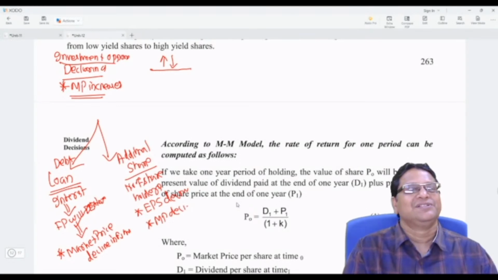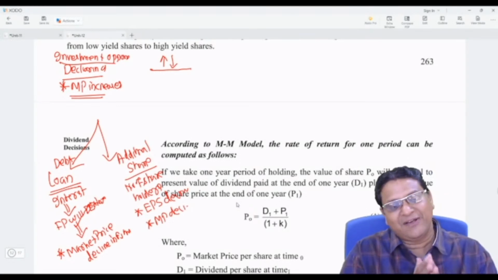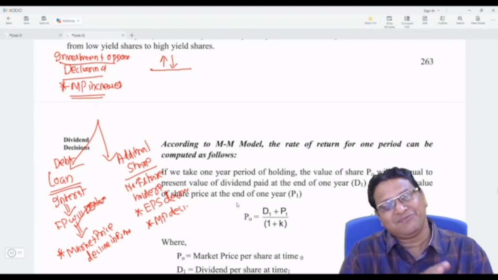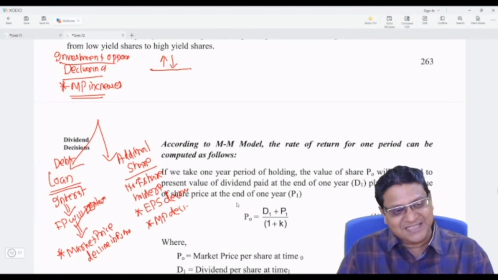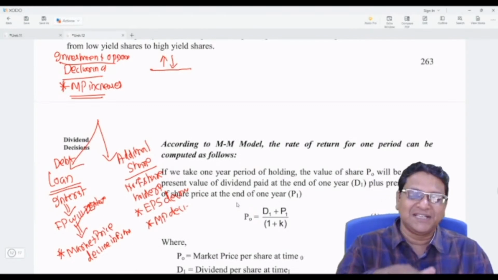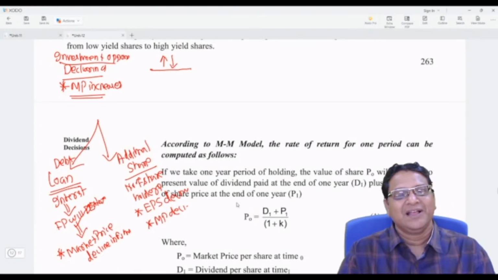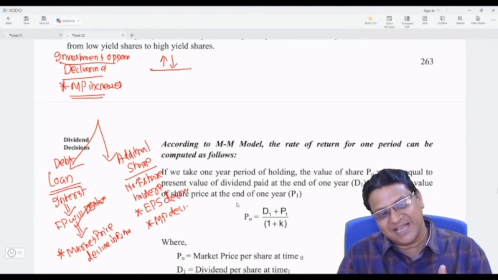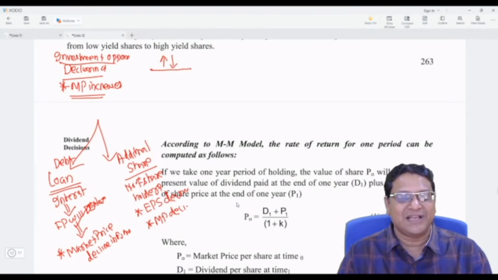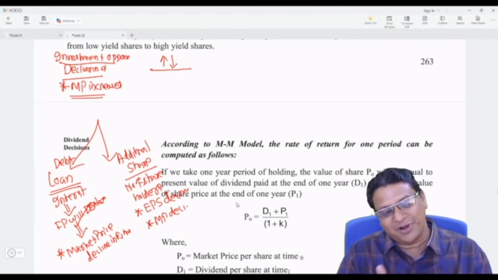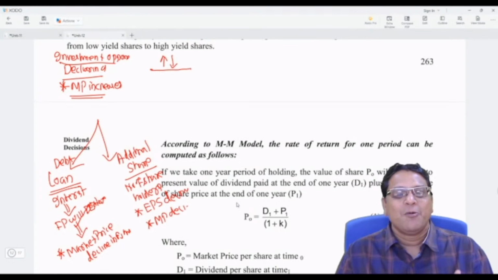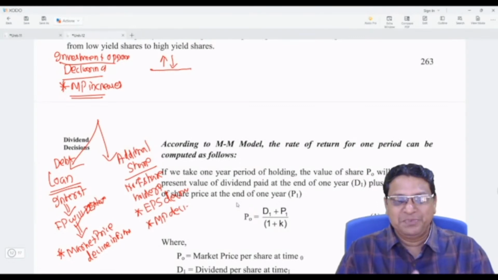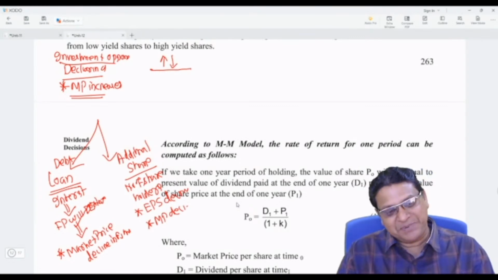The same thing, Miller explains that if a firm has an investment opportunity and it declares dividend, and you tell that its price increases by payment of dividend, in future it has to issue additional shares for its investment opportunities. And when additional shares are issued, the number of equity shareholders increases. And once the number of equity shares increases, your per share value, EPS, decreases. Once EPS decreases, then market price will decrease.